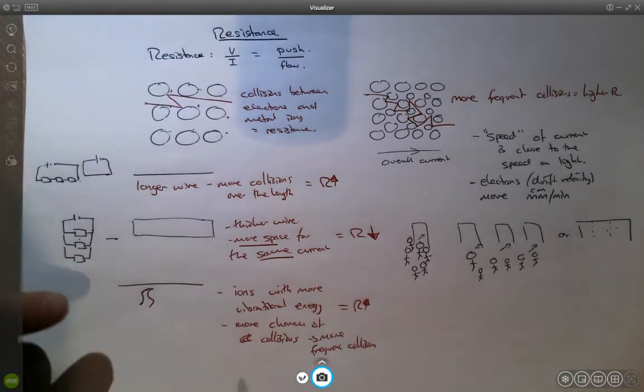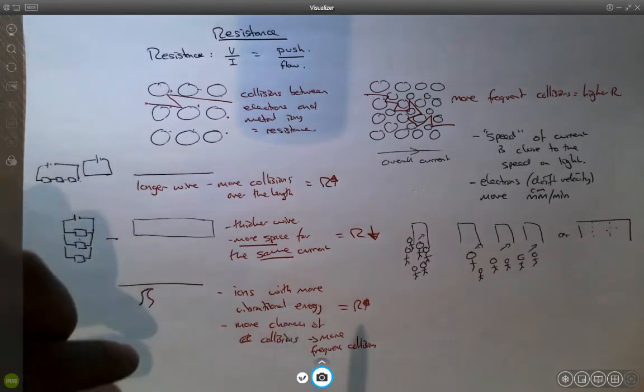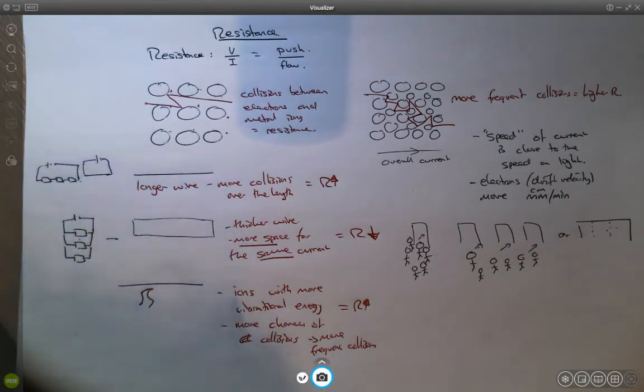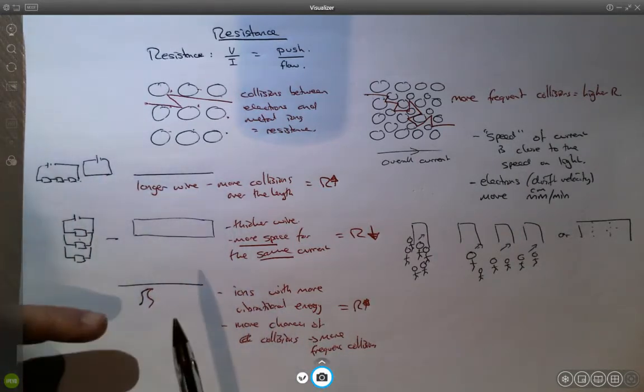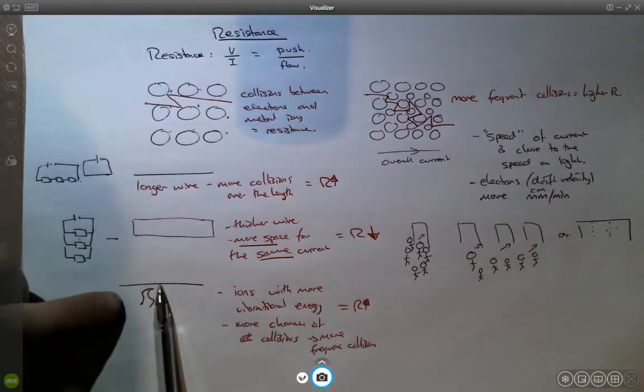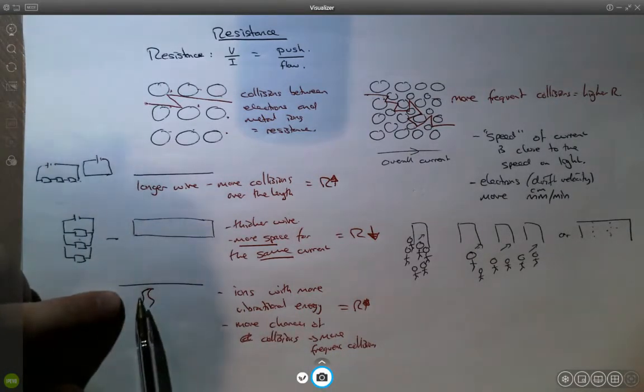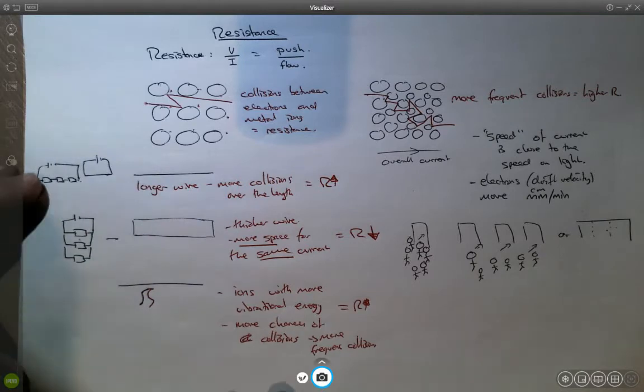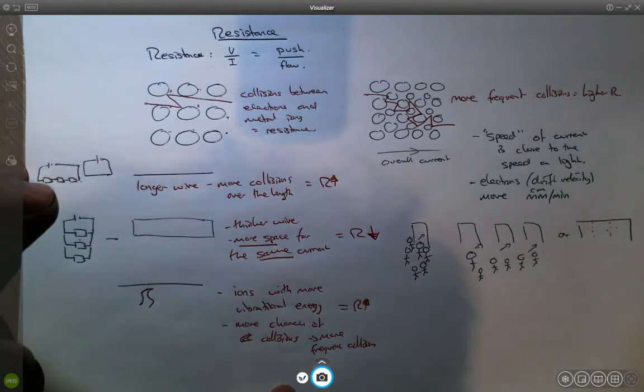This, of course, is important because students need to be able to explain a bulb's resistance in terms of temperature, certainly at higher tier. So there's a couple of practicals that we can do for this.